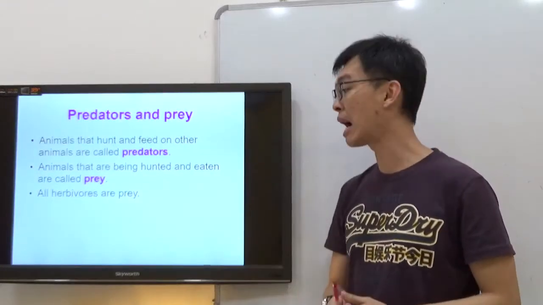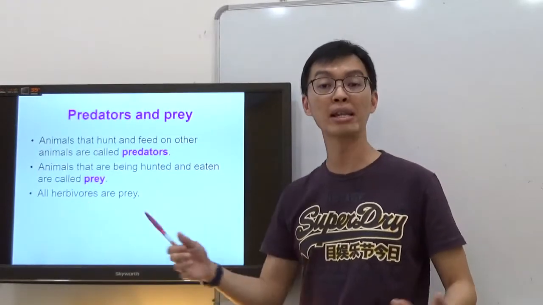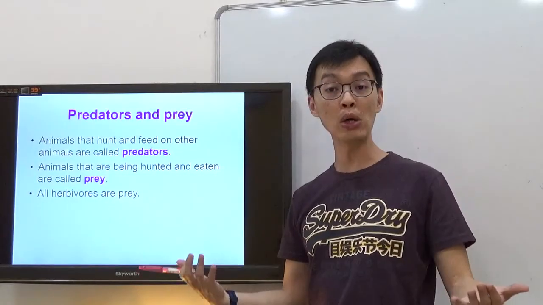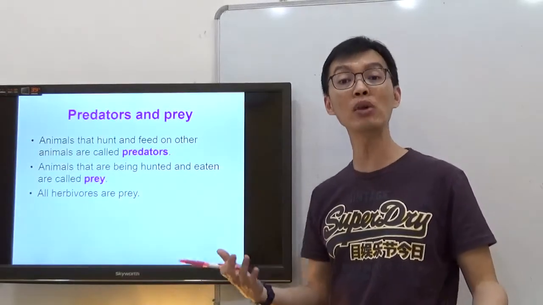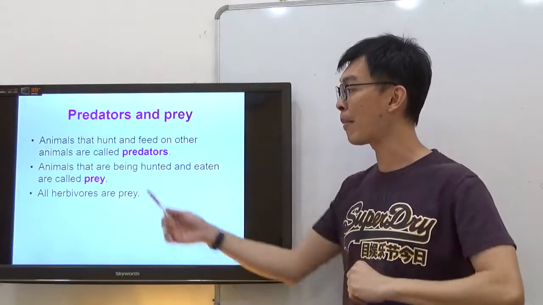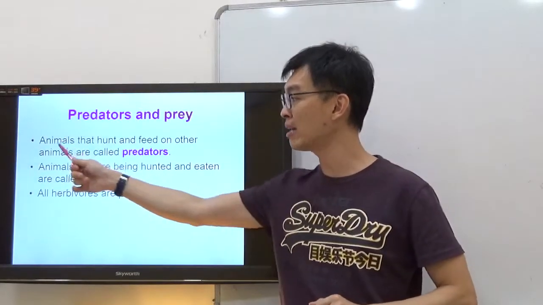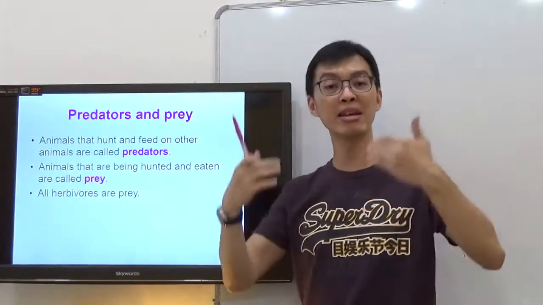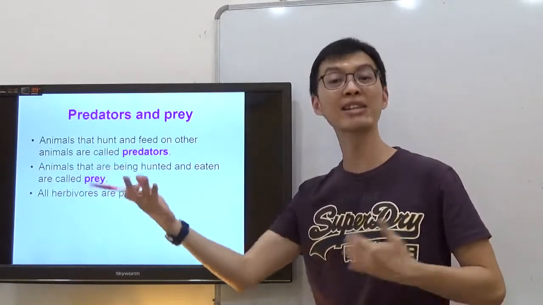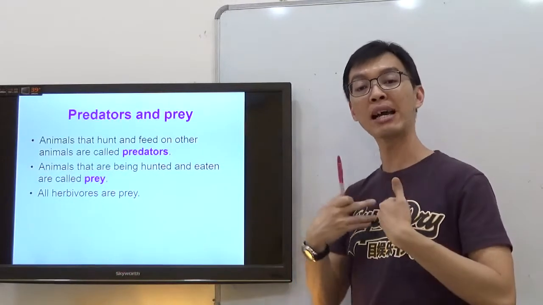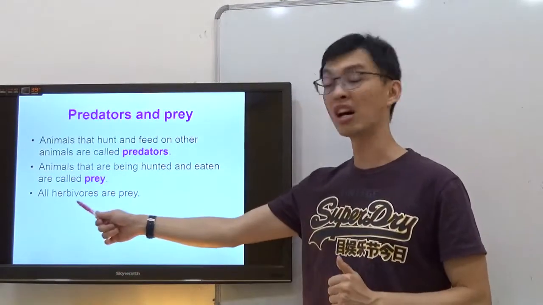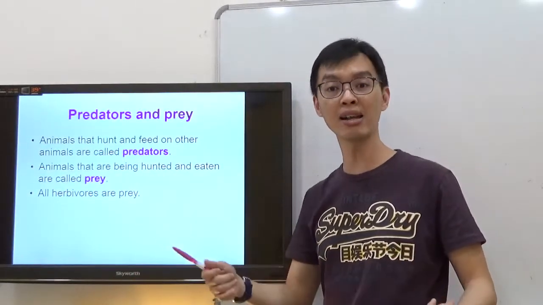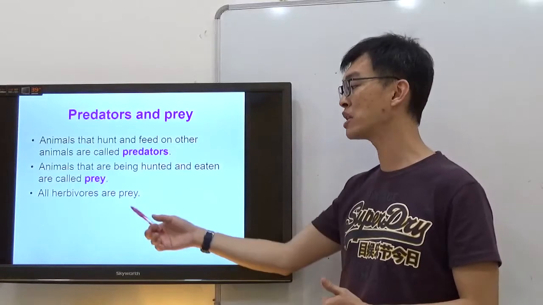All herbivores are prey, means plant eaters are prey. Now, why are all plant eaters prey? They eat only plants. If they eat only plants, remember, what are predators? Predators are animals that hunt and feed on other animals. Means tiger eats chicken. Chicken is an animal. So that's why tiger is the predator. But a cow, a goat, they eat only grass. So they can't eat other animals. So that's why they are always called a prey.